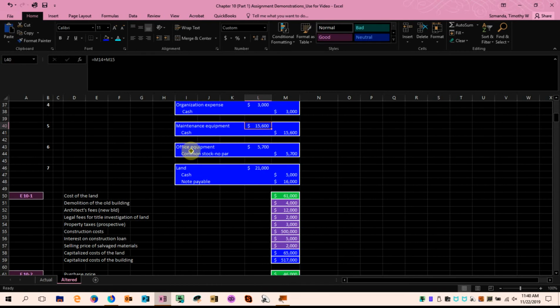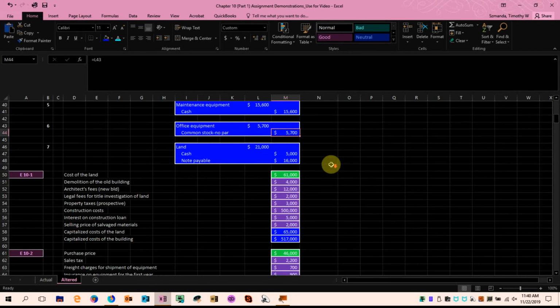Transaction number 6, we acquired various office items. We have new office equipment brought in at its value of $5,700 using my altered data. We have common stock, no par, so it's just going to be a credit to the equity that's been issued for $5,700. This is not an uncommon practice for young startups that maybe don't have the cash to pay for some of the professional services that are needed to establish the company and get it up and running, so they offer them an ownership interest in the company.